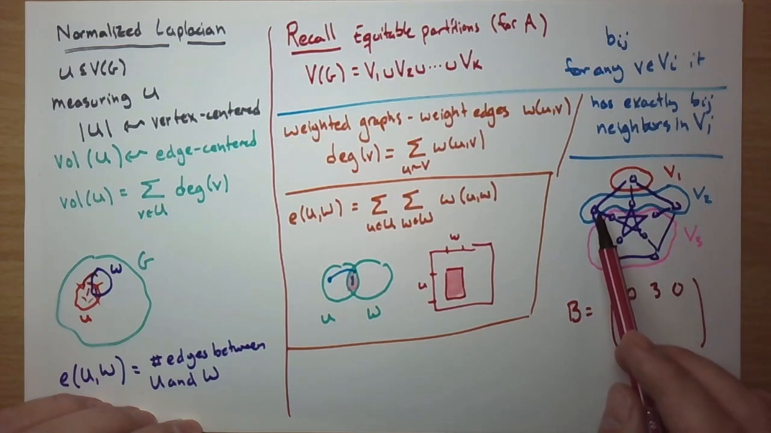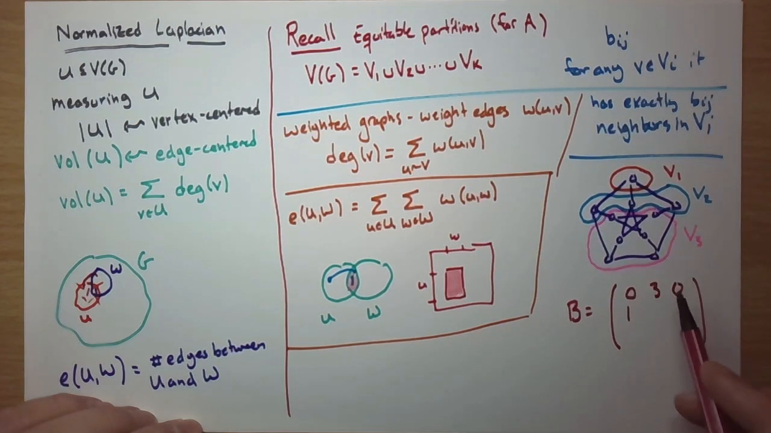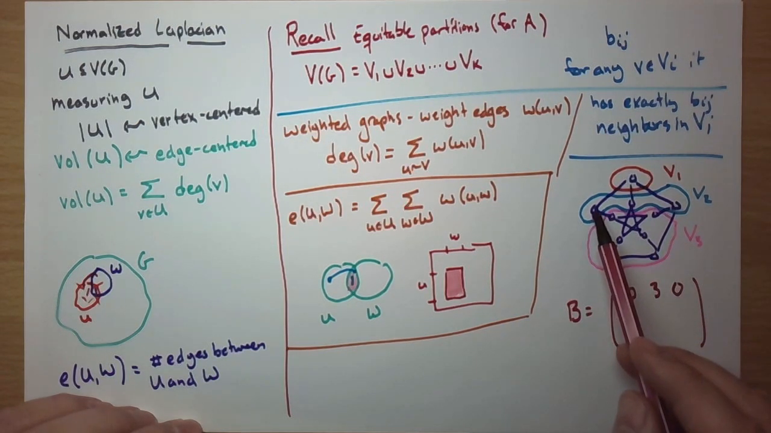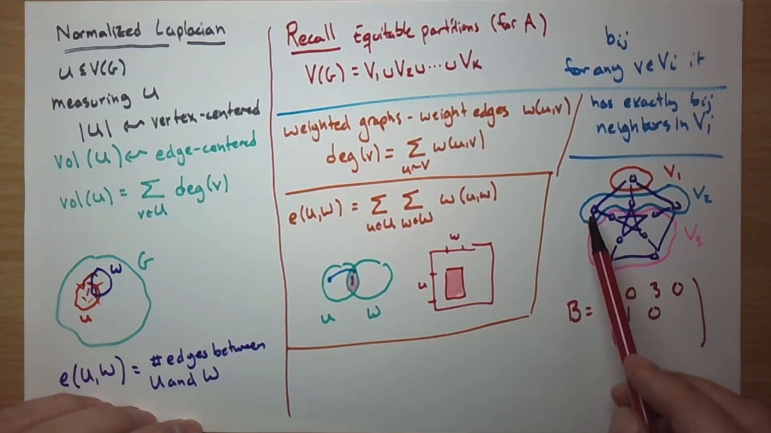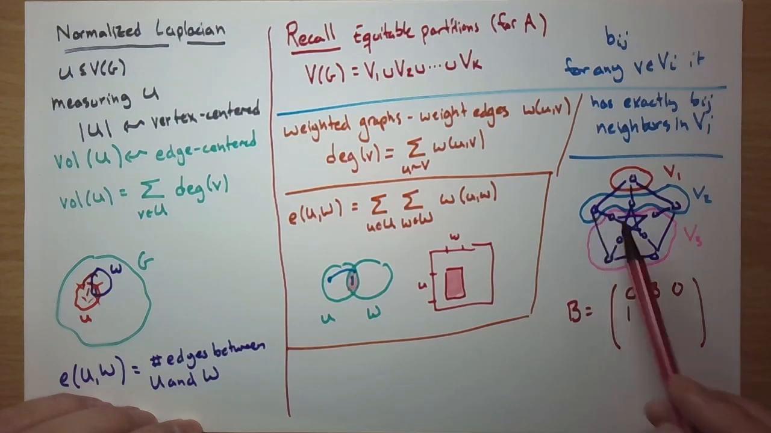Okay, next row. For any vertex in V2, how many neighbors in V1? 1. For any vertex in V2, how many neighbors in V2? 0. For any vertex in V2, how many neighbors in V3? 2.